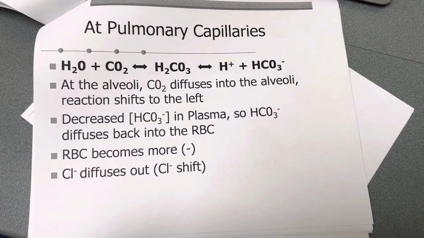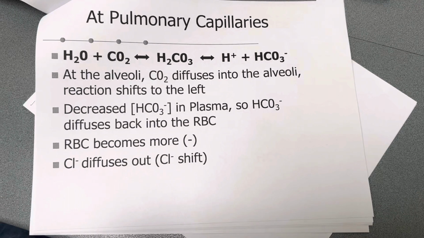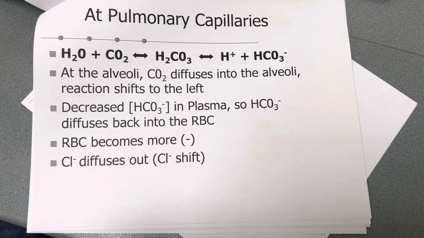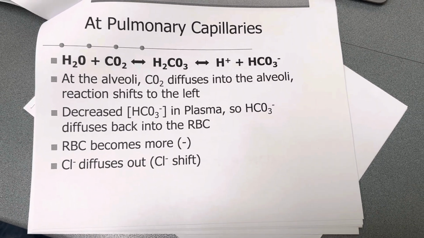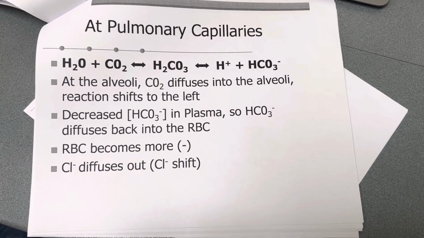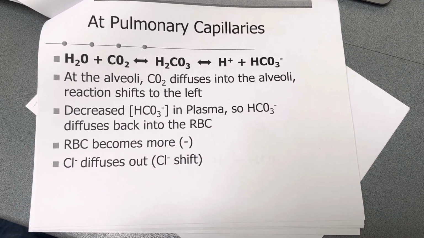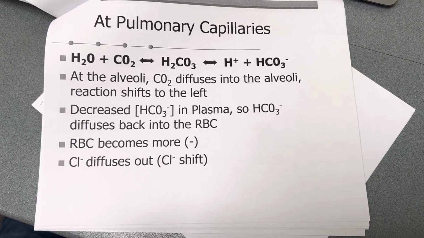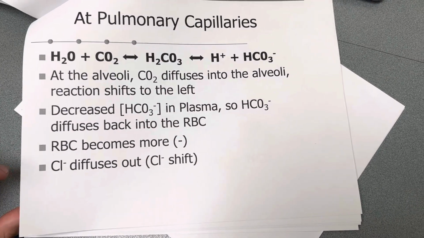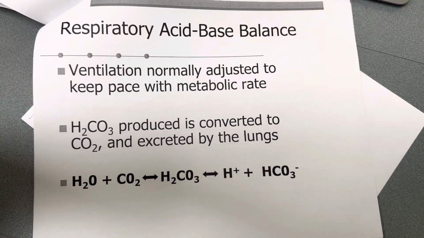At pulmonary capillaries, H2O plus CO2, H2CO3, H plus HCO3. At the alveoli, carbon dioxide diffuses into the alveoli. The reaction shifts to the left, decreasing HCO3 in plasma, so HCO3 diffuses back into the red blood cells. Red blood cells become more negative. Cl diffuses out: Cl shift.